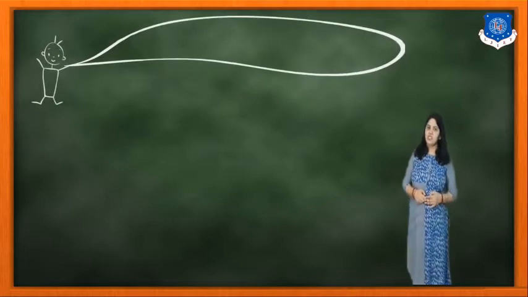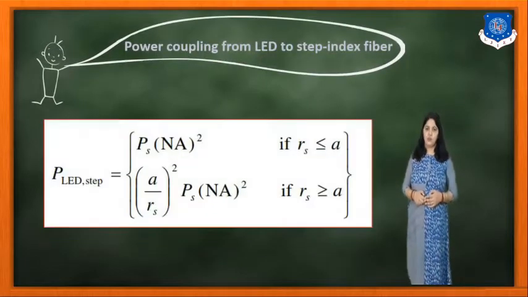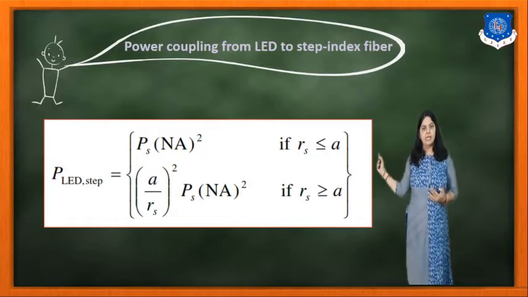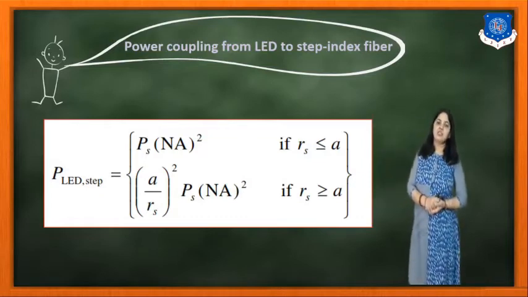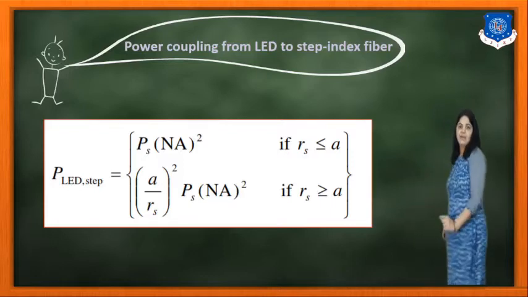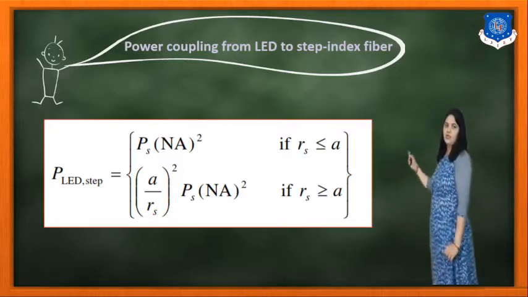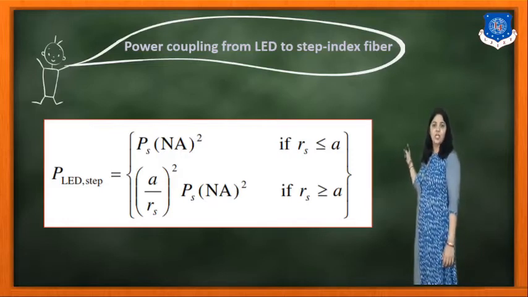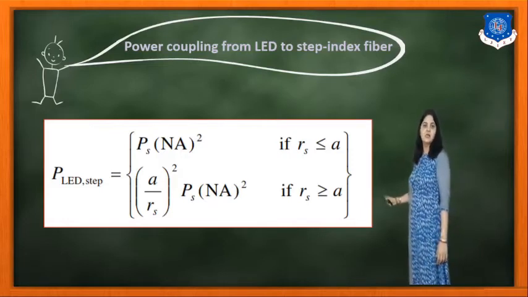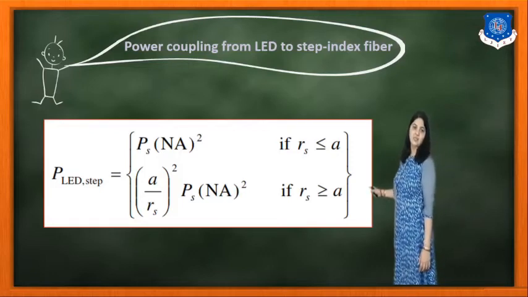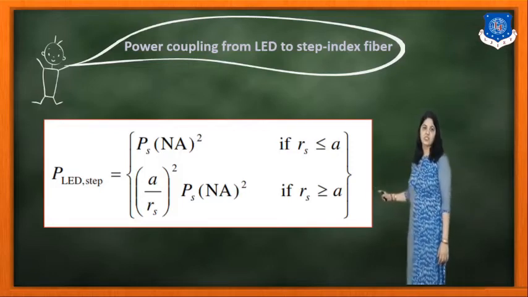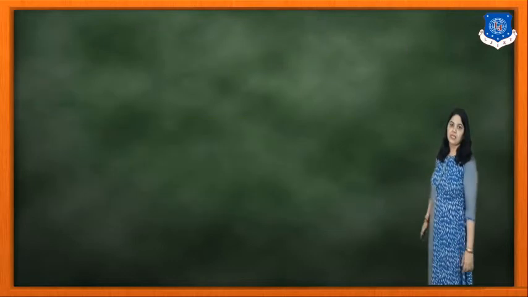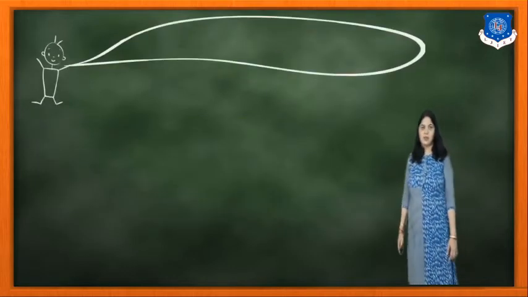So various situations and the various calculations that we have seen, and it is the final equation to solve the example, that is the P of LED for the step index fiber. It is equal to PS NA square if r is less than or equal to a, and this is (a upon rs) whole square PS into NA square if rs is greater than or equal to a.